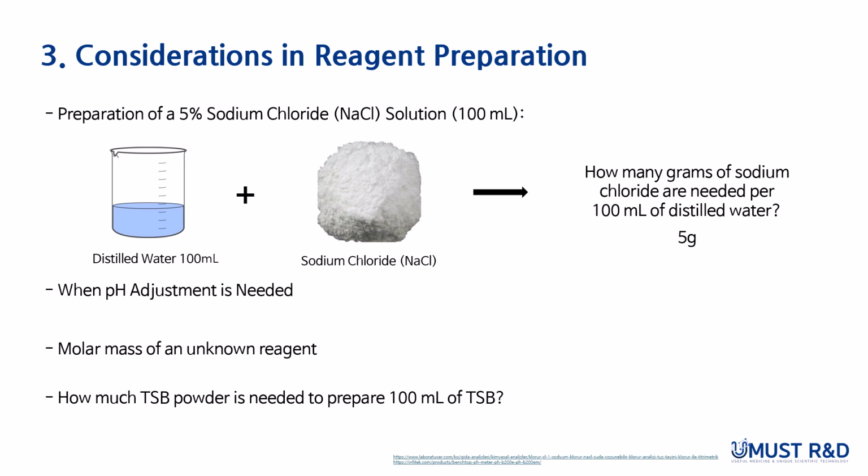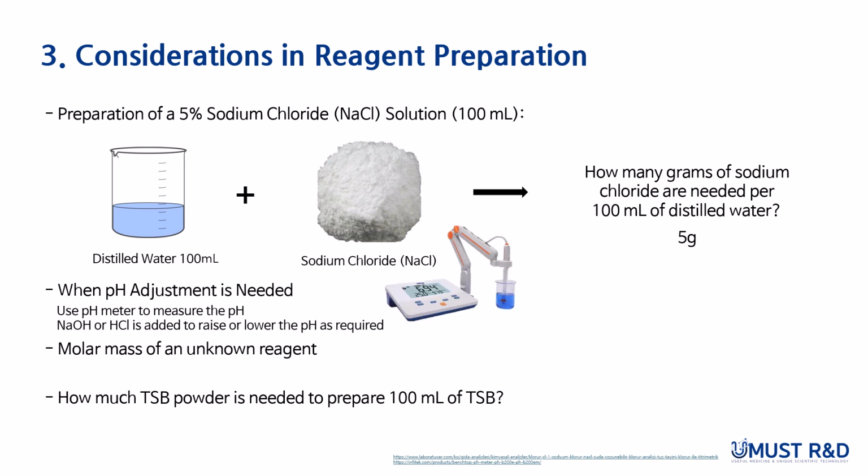How should pH be adjusted when preparing a reagent? You can measure pH using a pH meter and adjust it by adding sodium hydroxide to increase the pH or hydrochloric acid to lower it.